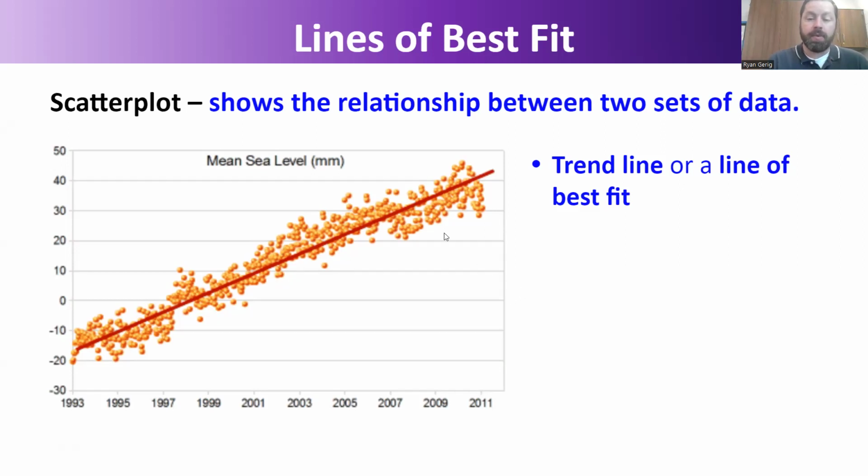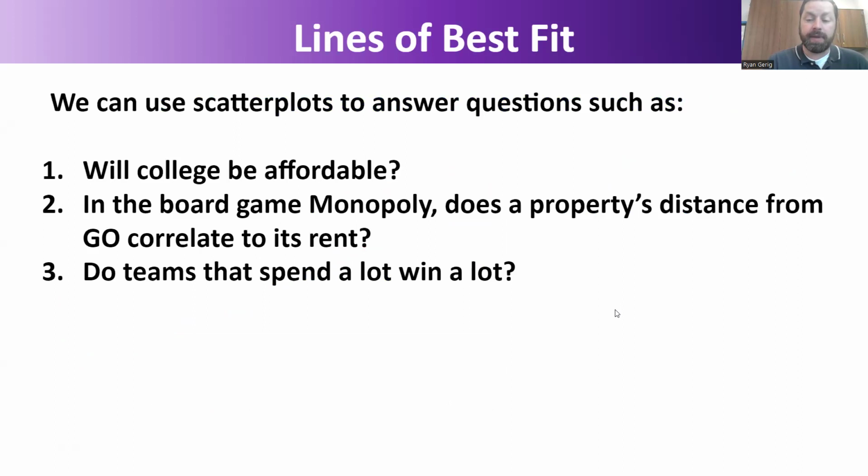We're going to use technology along with the data to find the equation of that line of best fit or trend line. We're going to use those interchangeably. We can use these lines to then answer some questions such as, will college be affordable? We can make predictions on how much college will be in the future based on current data or data in the past. In the board game Monopoly, does a property's distance from Go correlate to its rent?